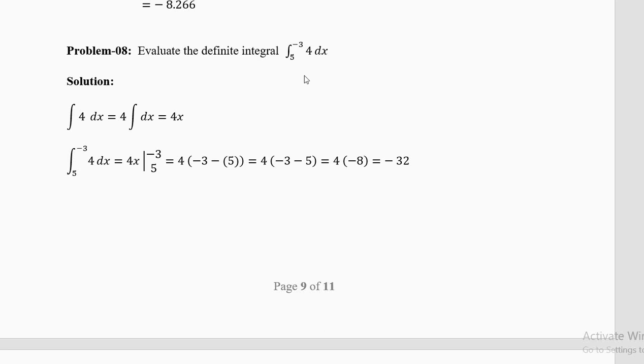There are rules for changing the order of the limits which we'll do some other time. Today you don't have to worry about them.